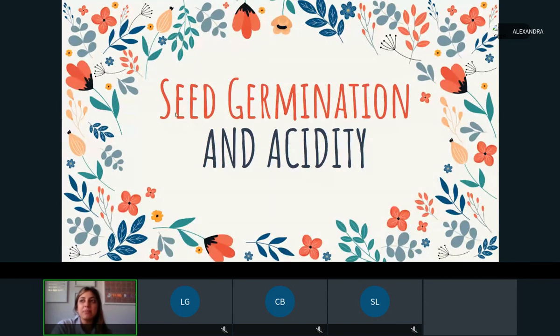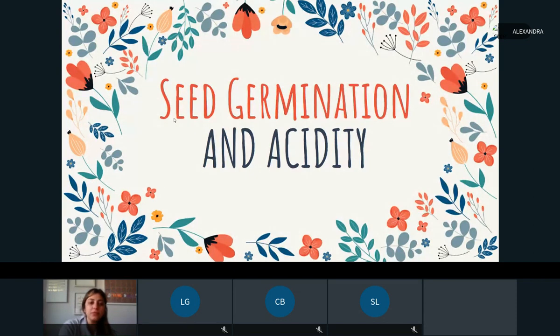And that's going to mainly be focusing on seed germination and acidity. So we've been talking about ecosystems. We've been talking about abiotic factors and biotic factors and how when they work together, it impacts their life. And so what we're going to do with this experiment on Friday is see how something that's abiotic, remember abiotic means non-living, does interact with something that is living, that is biotic.